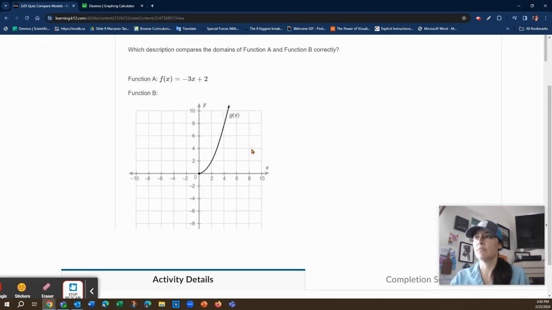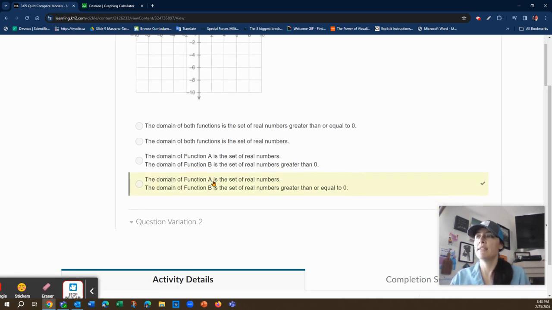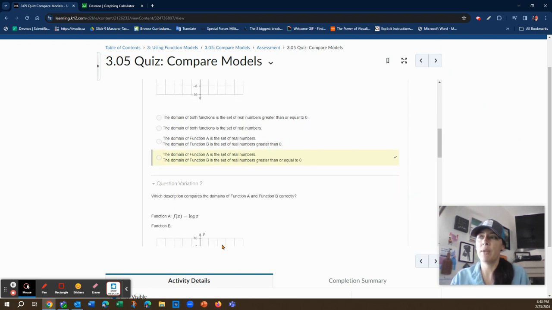Function A: set of real numbers. Function B: set of real numbers greater than or equal to 0. It's a key distinction. The other ones are wrong, but read them, see if they make sense and what they might mean, and then you might have different variations.